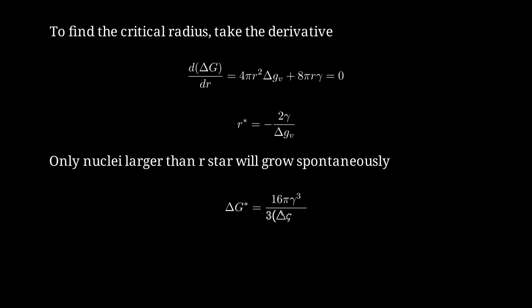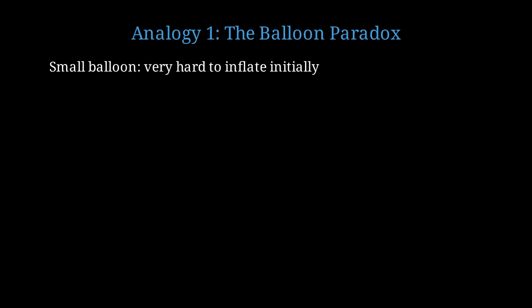The activation energy barrier is delta G star equals 16 pi gamma cubed divided by 3 times delta GV squared. Let me give you an intuitive analogy. Think about blowing up a balloon. When you first start blowing up a balloon, it's very hard. The rubber is stretched tight and resists expansion. But once the balloon gets bigger, it becomes easier to inflate.